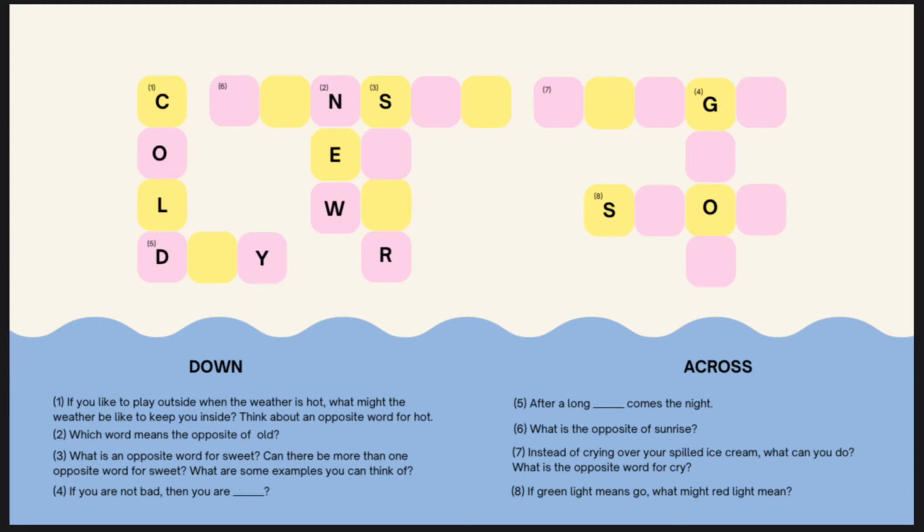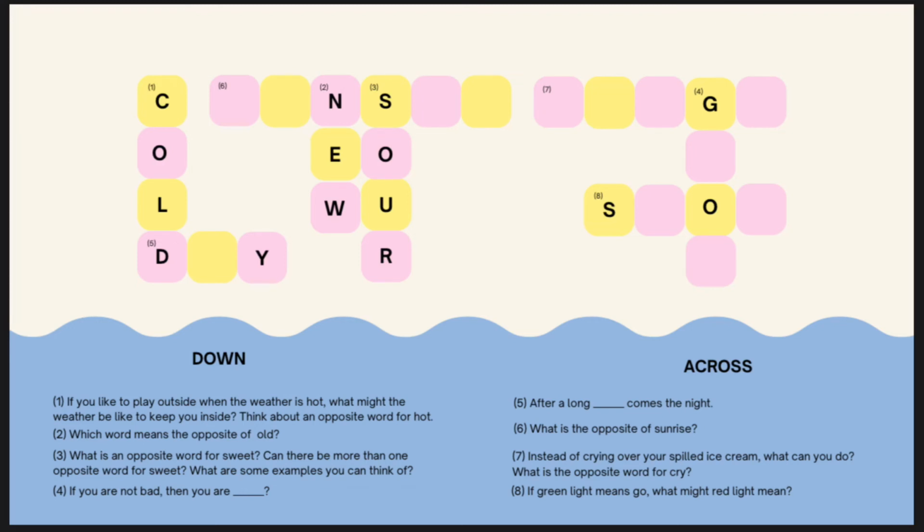Clue number 3. What is an opposite word for sweet? Can there be more than one opposite word for sweet? What are some examples you can think of? Another clue shows that the word has 4 letters and ends with an R. Very nice. Sour is the opposite of sweet.